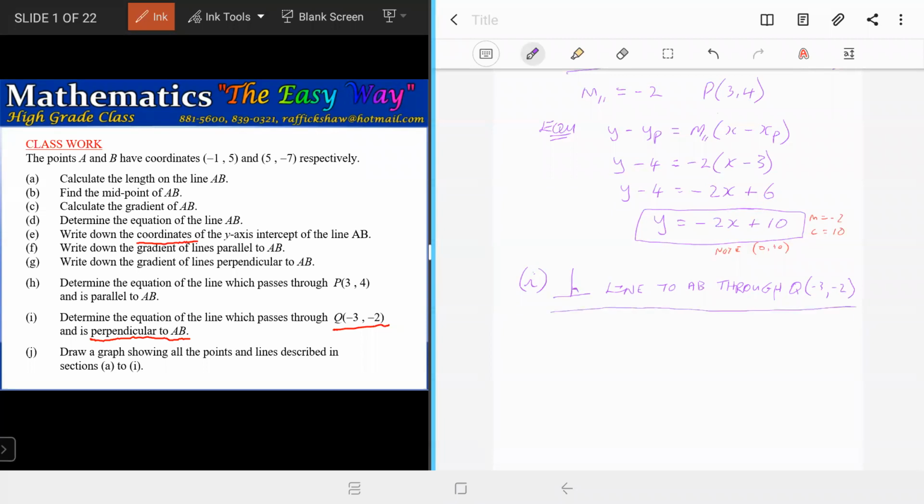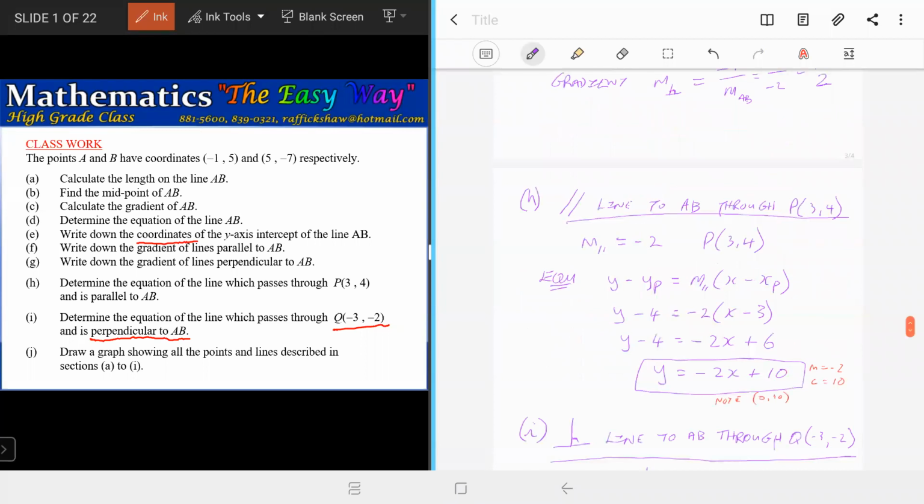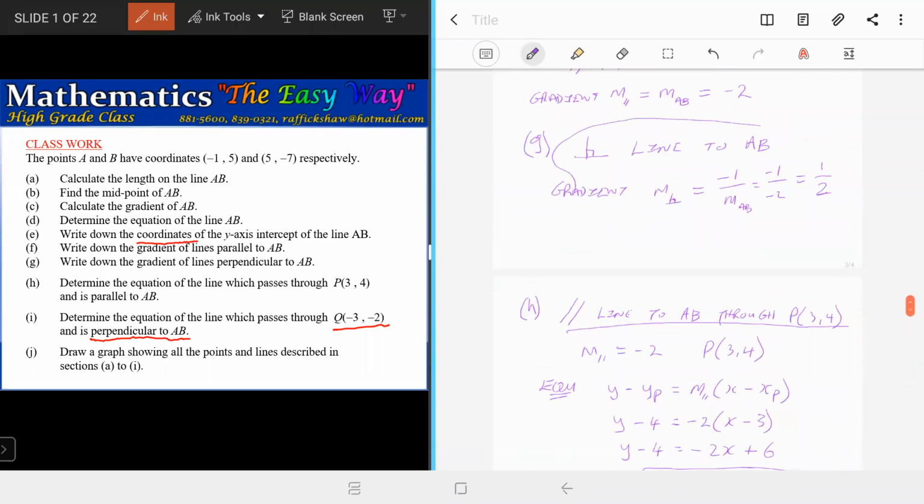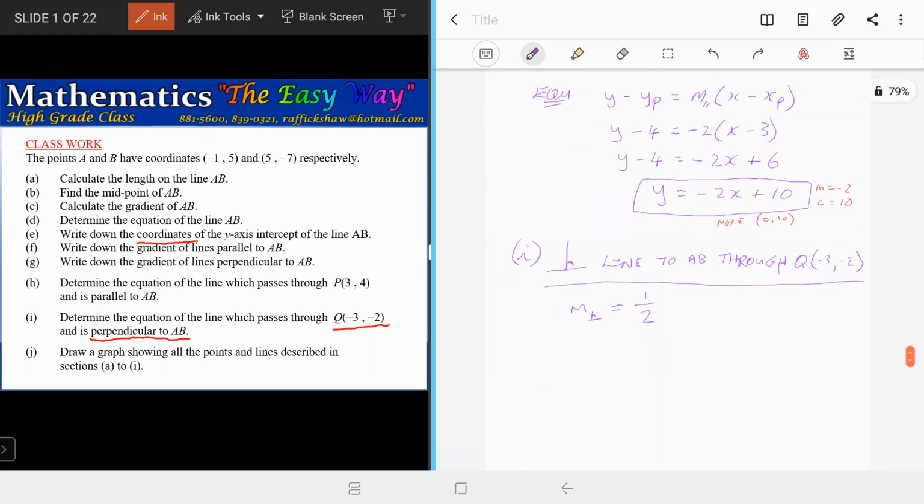So remember now, to find the equation of a line, you have to know two things about the line. We need a gradient and a point. They didn't give us a gradient straight, but they tell us that it's perpendicular to a line that we have already, perpendicular to AB. So we have to use the perpendicular gradient that we worked out already. It was a half. Perpendicular line to AB has a gradient of half.